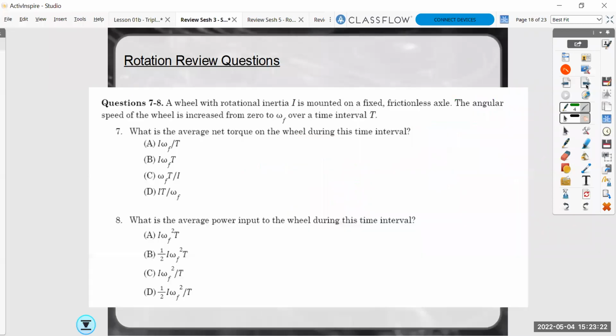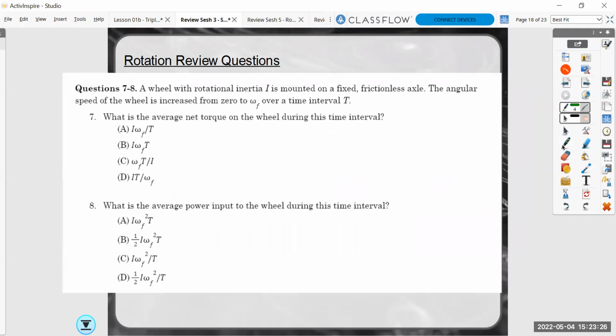All right. 7 and 8, we're throwing some people today, which is good. Let's talk about it. We've got a wheel mounted on a fixed frictionless axle, and it's speeding up over time to some final angular speed. And it wants to know what's the average net torque on the wheel. There's 2 ways to think about this, which are really the same.